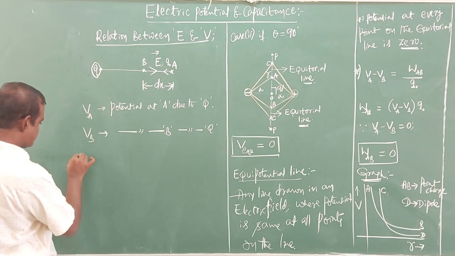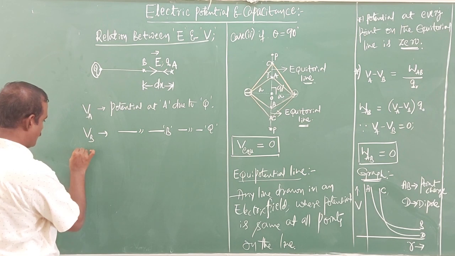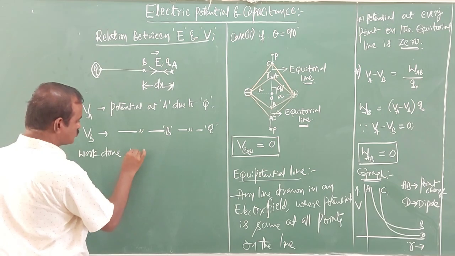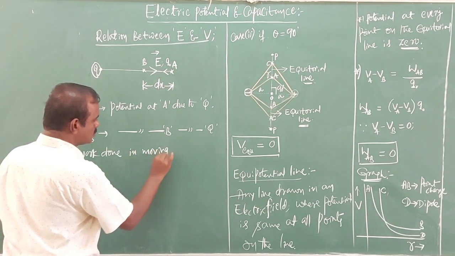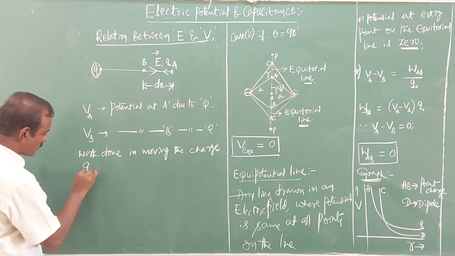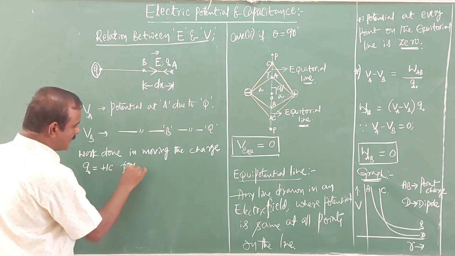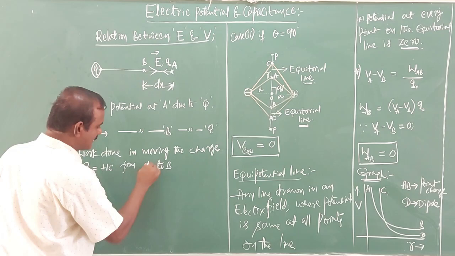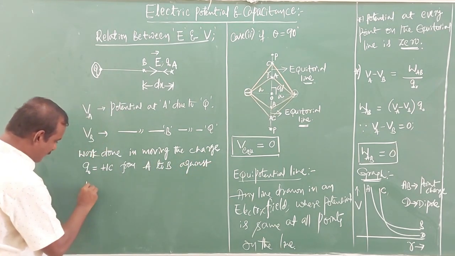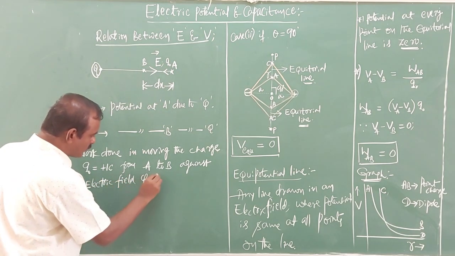Now let us consider the work done in moving the charge Q naught, of course it is plus 1 coulomb, from A to B against the electric field of the charge Q.